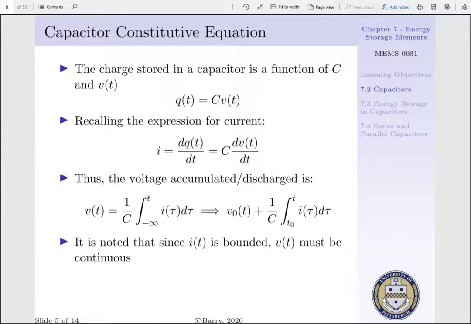The voltage accumulated or discharged from the capacitor is equal to 1 per capacitance, the integral from negative infinity to t, i.e. our time of interest, of I of tau d tau. Or we can say this is our initial voltage potential across our capacitor, V sub naught of t, plus 1 over capacitance, integral from t naught to t, of I of tau d tau. Now our voltage potential must be continuous across this device since I of t is bounded.